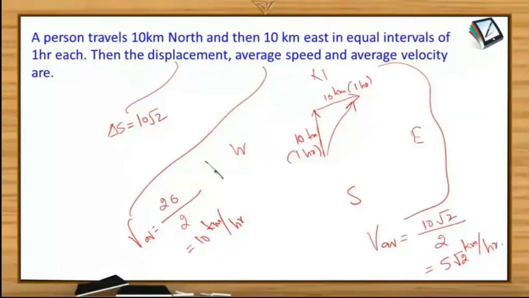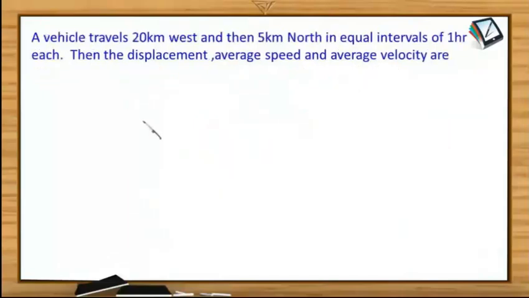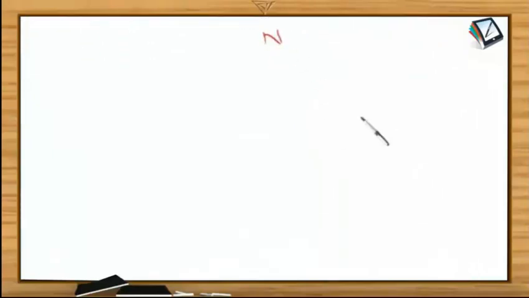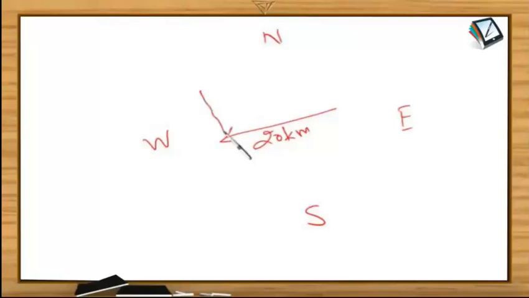So let's move ahead. A vehicle travels 20 km west and then 5 km north. This is north, east, west, and this is south. So the particle moves 20 km west, and then 5 km towards north, in equal intervals of 1 hour each. This distance is traveled in 1 hour and this also in 1 hour. Then find the displacement, average speed, and average velocity. The same question is repeated with different values.